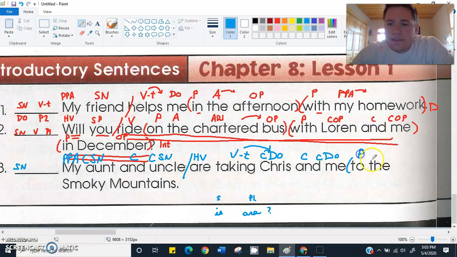To is a preposition. What do we want to do with capital letters? Means we have a proper noun. It's kind of like a compound noun. So this is all one big object of the preposition. My aunt and uncle are taking Chris and me to the Smoky Mountains. So we got both of our ands figured, the compound parts there.